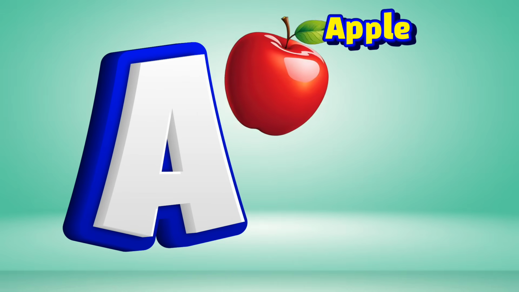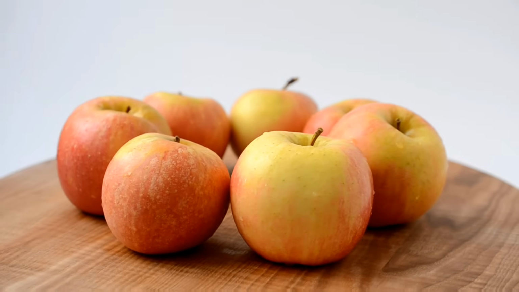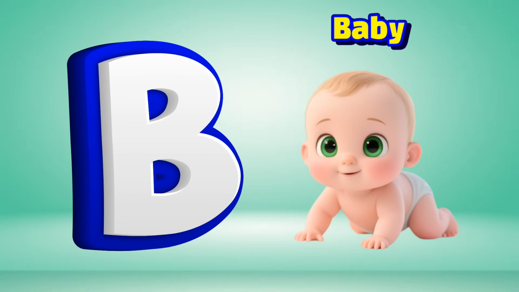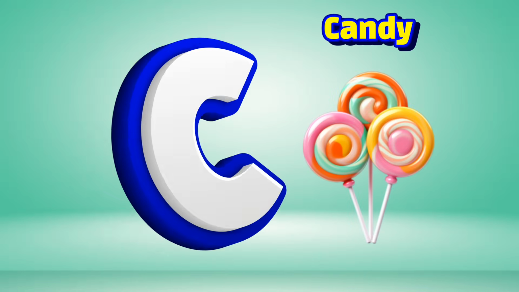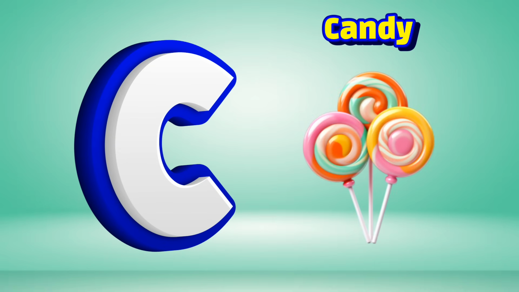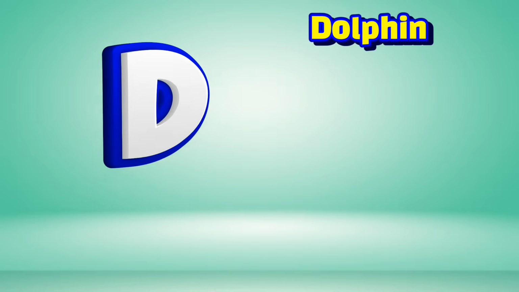A is for apple, apple, apple. Red apple. B is for baby, baby, baby. Cute baby. C is for candy, candy, candy. Sweet candy. D is for dolphin, dolphin, dolphin. Little dolphin.